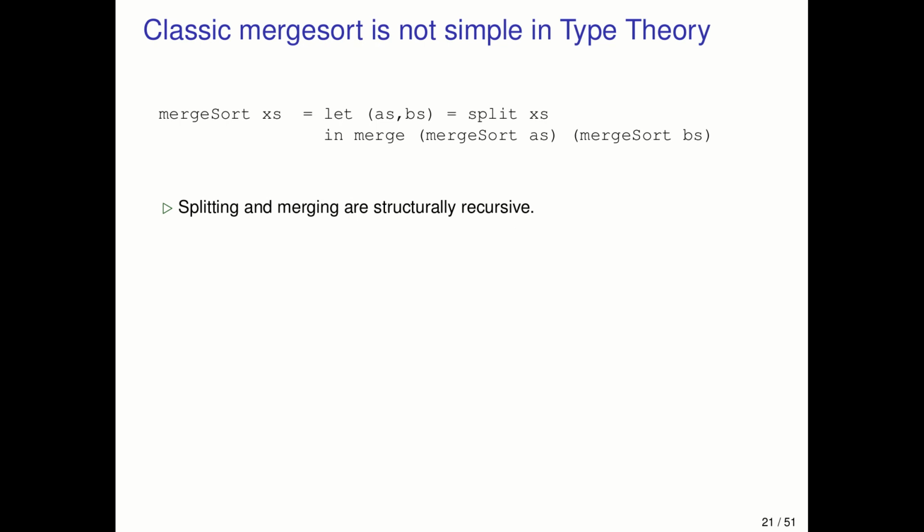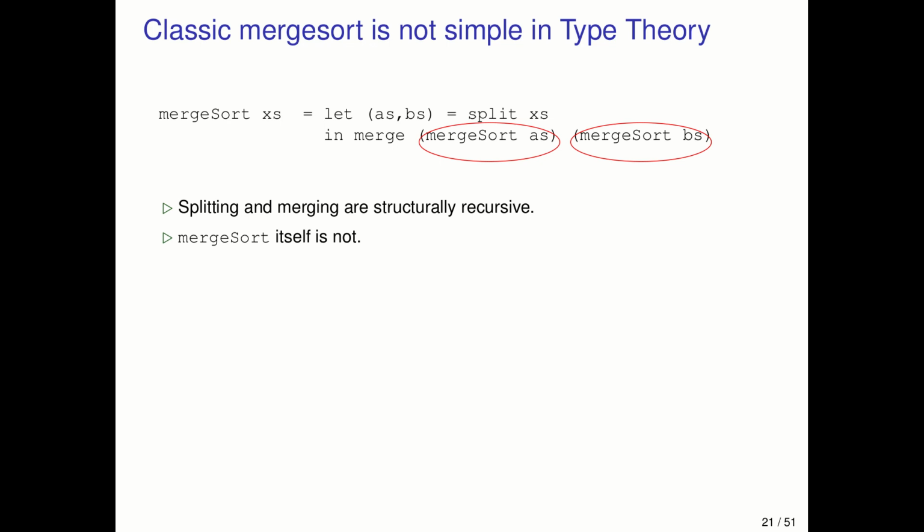But this is not so simple in type theory. If you're not familiar with this, you will be sad to know, this is actually sort of depressing. This is almost like a challenge problem for type theory. Merge sort, really? That's not so good. What's the problem? Well, splitting and merging are structurally recursive. That's not a problem. But this merge sort function is not structurally recursive, right? We start with a list, we split it into two other lists. These are not structural sublists of the list we started with, and now we recurse.